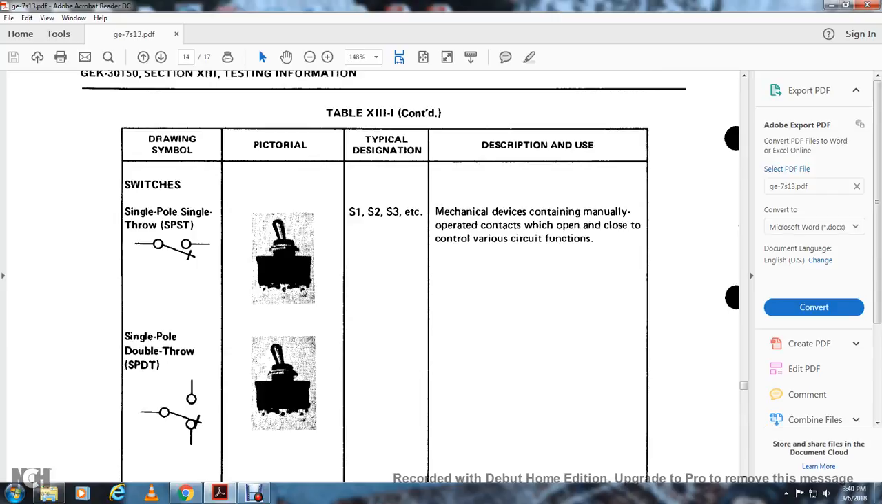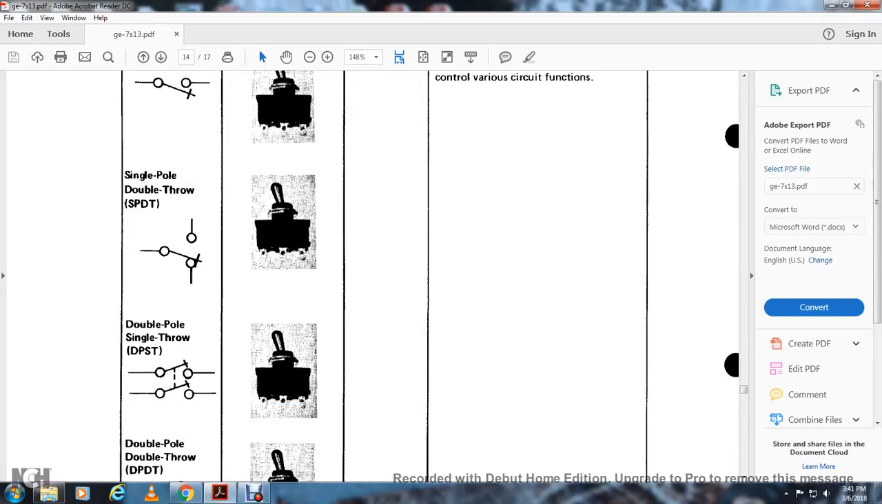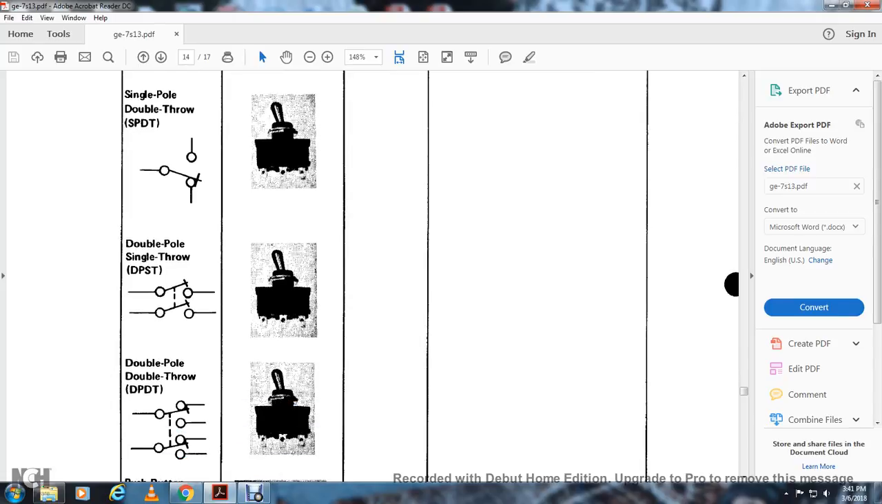Alright, switches. A single pole, single throw is a line with a cross, a open-and-close throw switch. Typical designation S1, S2, S3. Mechanical devices contain manually operated contacts that open and close for the control of various circuit situations. Single pole, double throw has two different line connections, with the contact thrown in between. Double throw has two lines where both are hit at the same time. A double pole, double throw switches between two different lines, on and off.